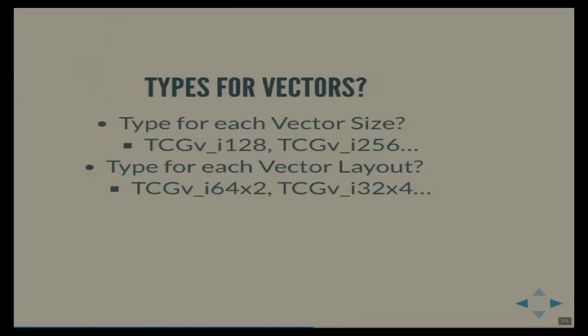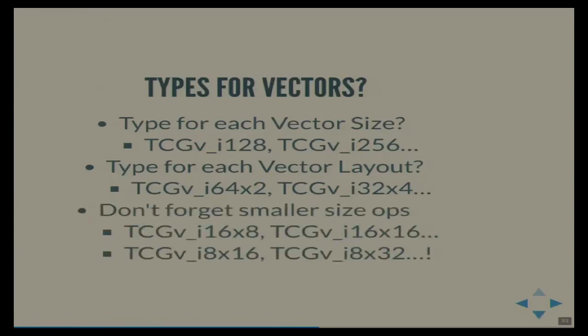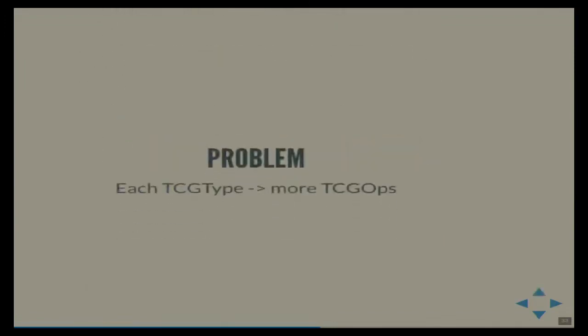But even that's not enough, because most vector operations can also run on smaller than 32-bit size. One thing that's been introduced recently is half-precision calculations, 16-bit values. So you end up with an exploding plethora of TCG types, and that's a problem, because for each TCG type we're introducing more TCG operations. So we need to go with something that's a little bit smarter.